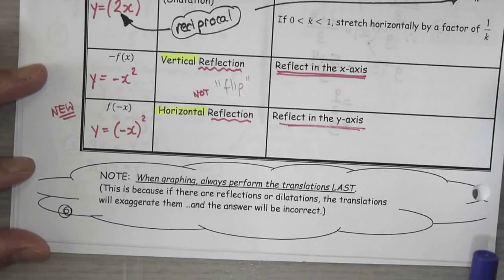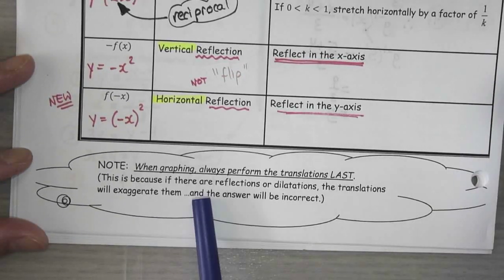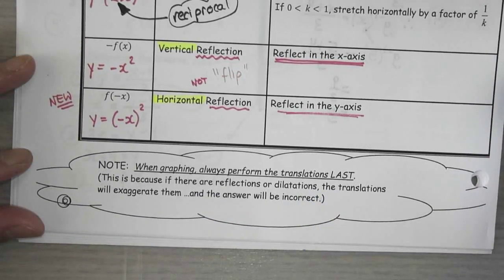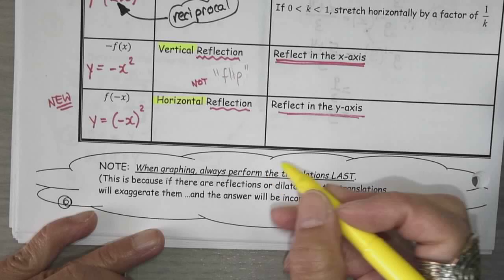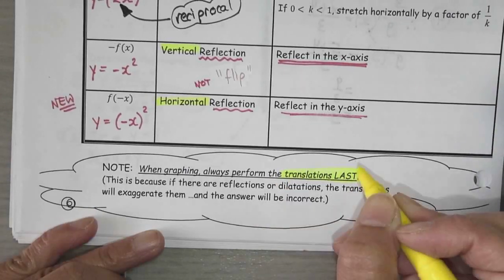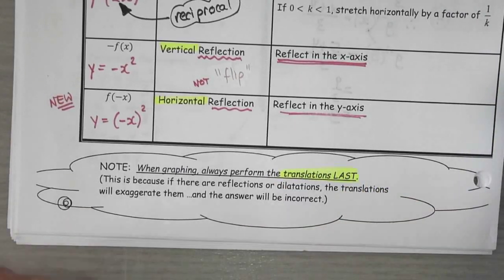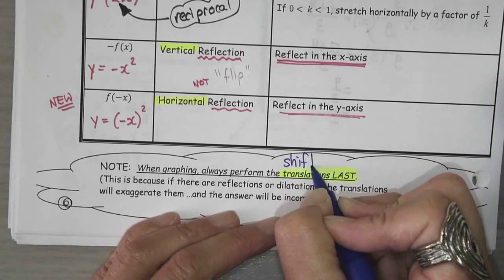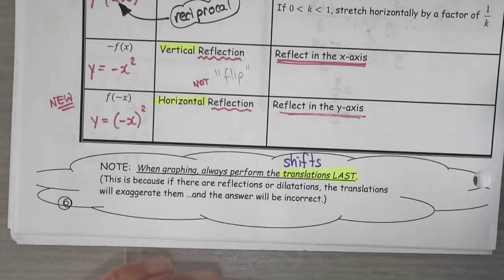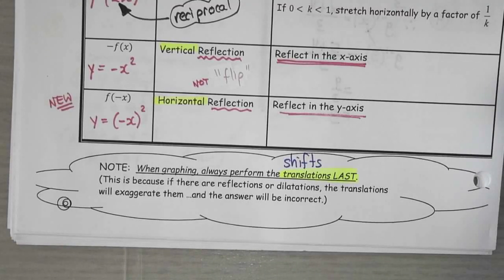My note here is, when graphing, always perform the translations last. Or when you're actually performing any transformations at all, the key part here is that the translations go last. What do I mean by translations? That's the shift. The shifts are last, right? When you shift it left or right or up or down, that is always done last.